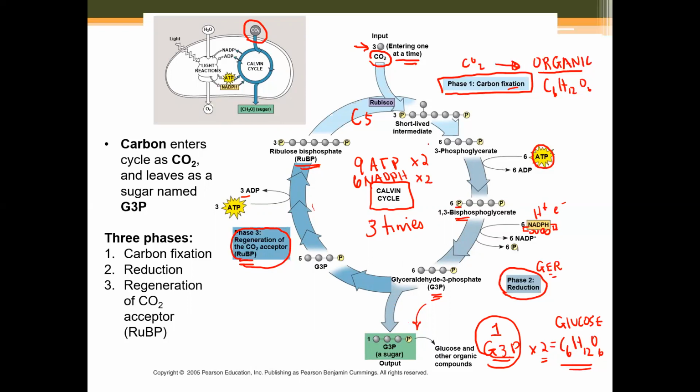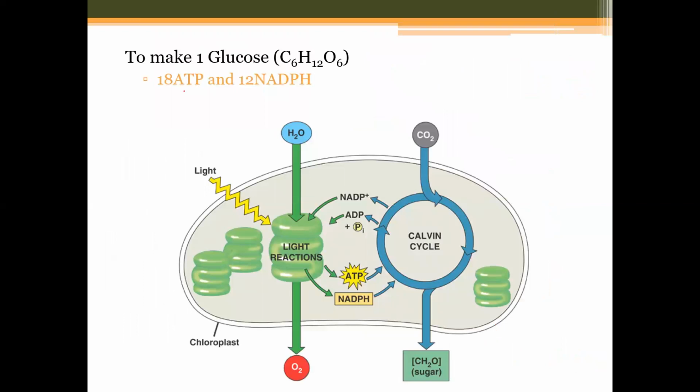Okay, one glucose, double those numbers. 6 carbon dioxides are going to have to come in to make a glucose. That makes sense because glucose is 6 carbons, right? So the Calvin cycle will have to turn 6 times to make one glucose molecule.